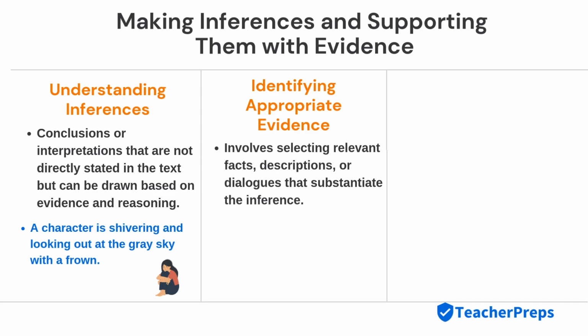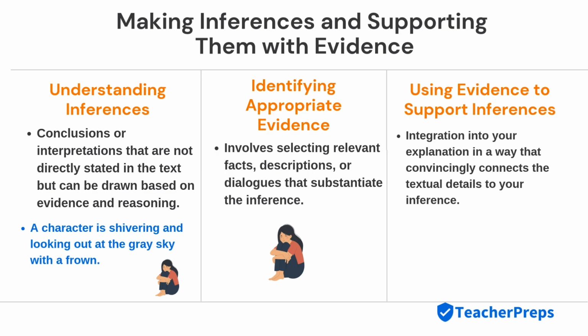Once an inference is made, we then teach our students to support it with evidence from the text. Examples include citing the description of the character's physical actions, shivering or frowning, for example, and the setting, it's a gray sky. And these serve as evidence that supports our inference that we believe the character is sad or anxious. Lastly, we connect the students' descriptions to our inference.